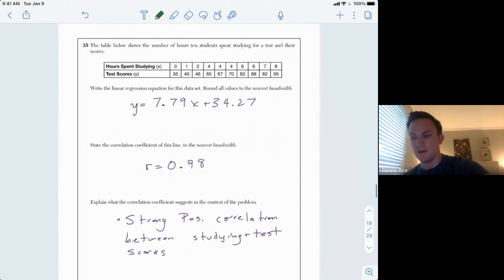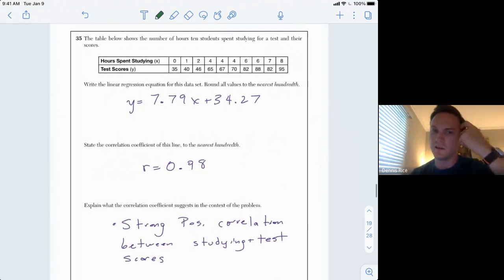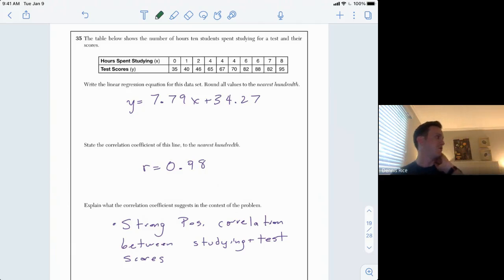35, this is a layup. We said this during the stat test. This is a layup. Lin reg, this is all just typing into your calculator. Type into your calc, lin reg, L1, L2, stat calc, lin reg, write it down right. Make sure you're rounding right. Don't make a rounding error. Correlation coefficient. Now, double check what you wrote.